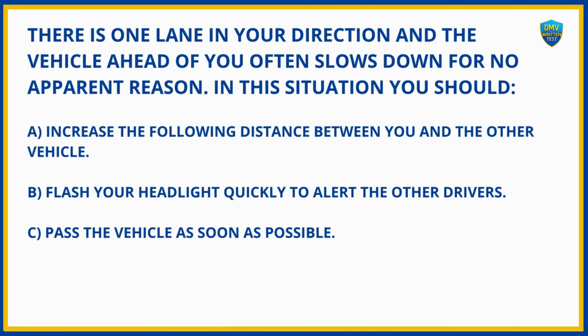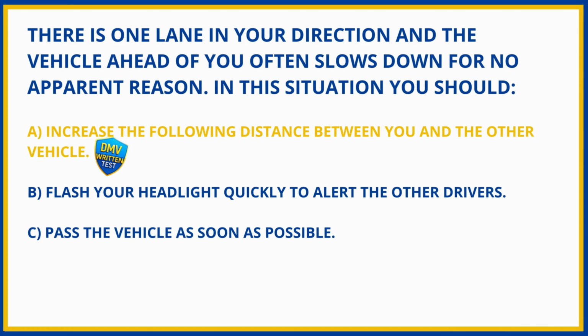There's one lane in your direction and the vehicle ahead of you often slows down for no apparent reason. In this situation you should A. Increase the following distance between you and the other vehicle. B. Flash your headlight quickly to alert the other drivers. C. Pass the vehicle as soon as possible. And the answer is A. Increase the following distance between you and the other vehicle.